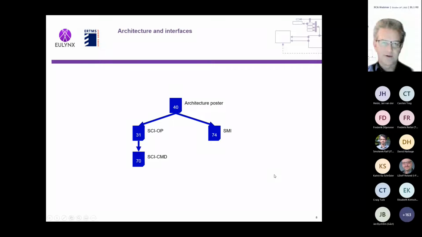For the area of the architecture and the interfaces, there is this famous architecture poster, which you have seen already. This gives you a key insight into subsystems and the interfaces. For the interfaces, you have two selected interfaces, which are the SCI-OP from the planning system to PE, and SCI-CND from PE, plan execution, to APS. And you also have a glimpse into the interface which is used by MAP, the SMI interface, which is more general, standing for standard maintenance interface, but in that case is talking a lot about MAP related information.